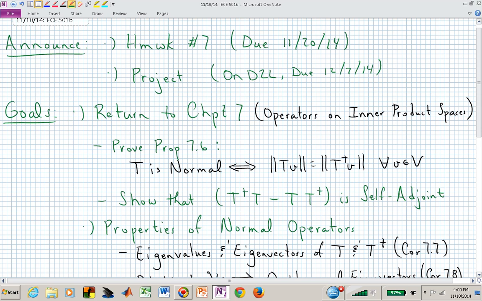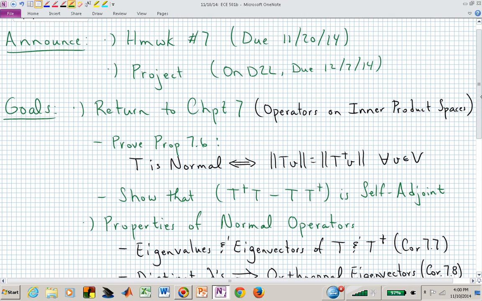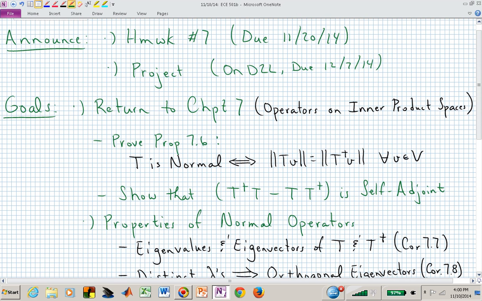Homework number 7 is due a week from Thursday. I just need to change the assignment. If you've already looked at it, apparently it's for my other class, so I better change that and make it for 501B. And the project, I'm going to have to go back and check that to make sure that that's okay. That should be online, and that's due at the end of the first week of December.